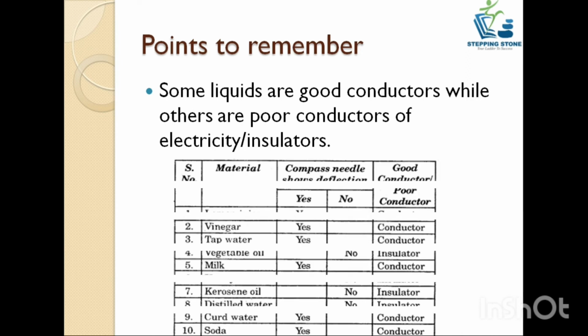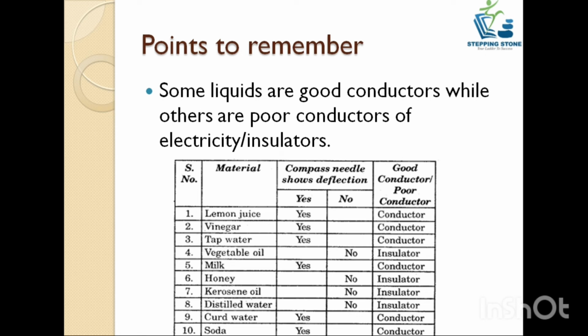Here I have shared with you a chart wherein you will get certain liquids which are good conductors of electricity and those which are insulators. Like lemon juice, vinegar, etc. They are conductors of electricity, although they are weak conductors of electricity. But honey or kerosene oil is an insulator.